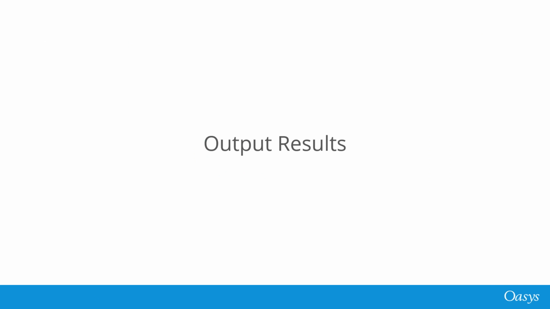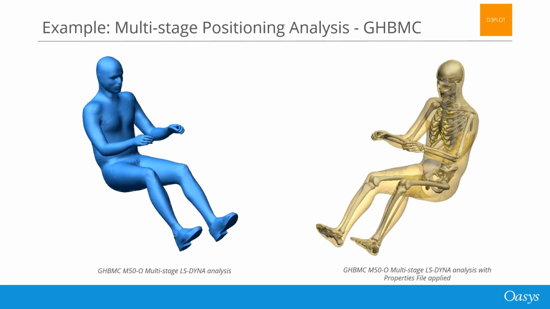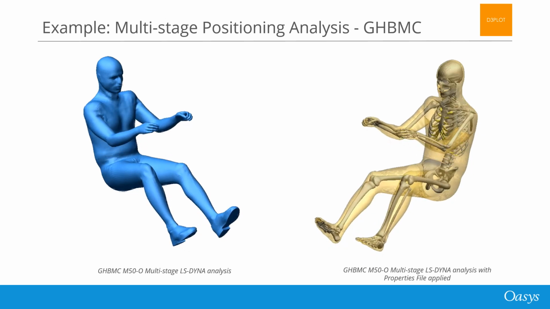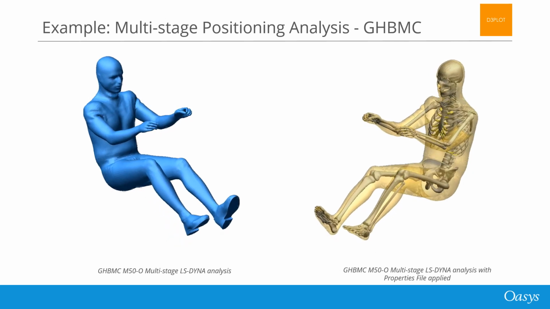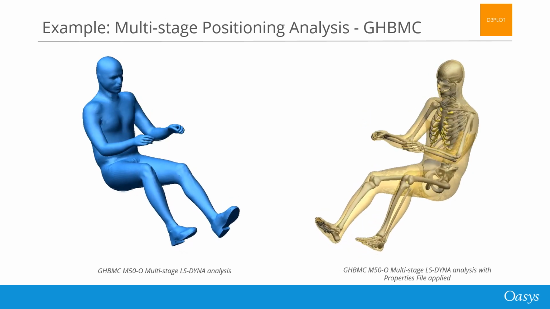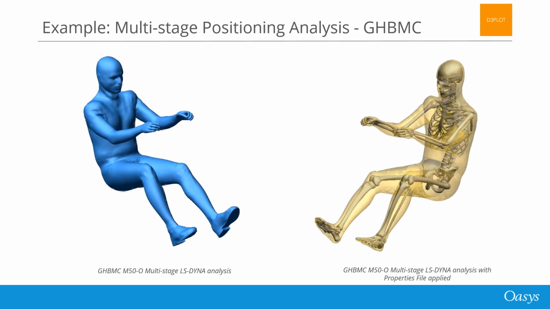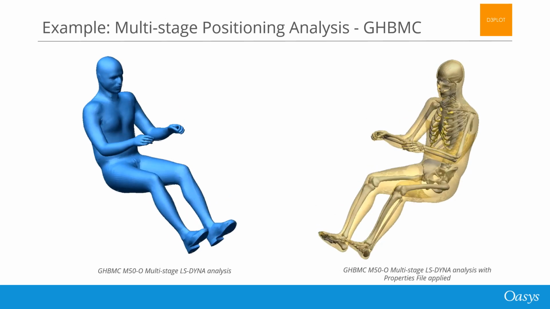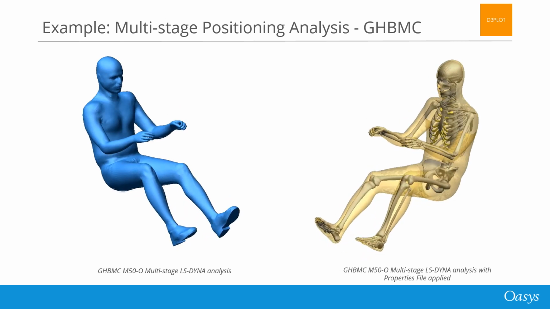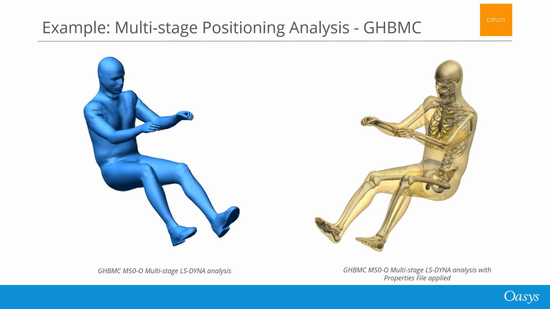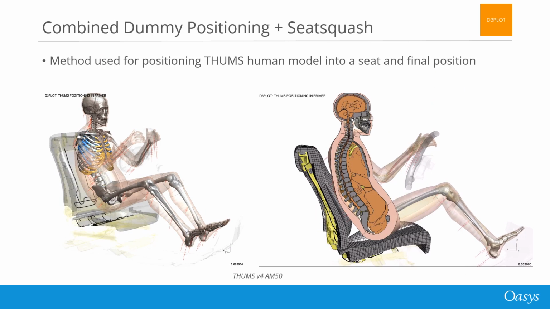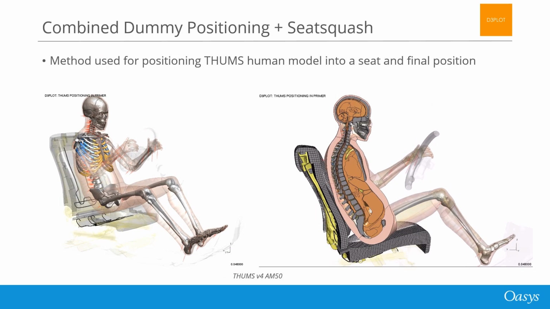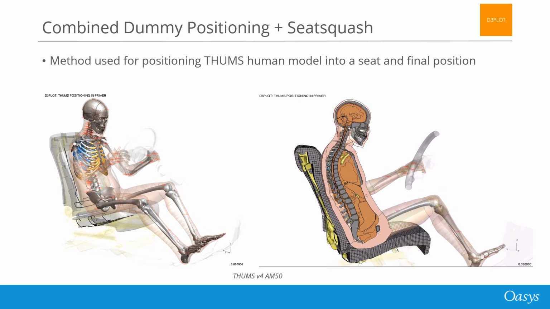Okay, so now let's have a look at the output results. So here we have the output results from a multi-stage positioning analysis. The first stage is to move the feet into position. The second is to move the hands into position, and then the head. We also have a stage at the end where we move the hands, feet, and head into a new position within the same analysis. And here we have an example of the THUMS model moving down into a seat.